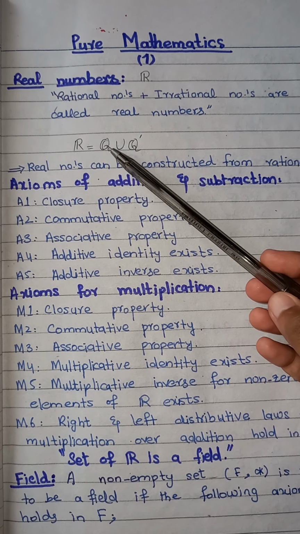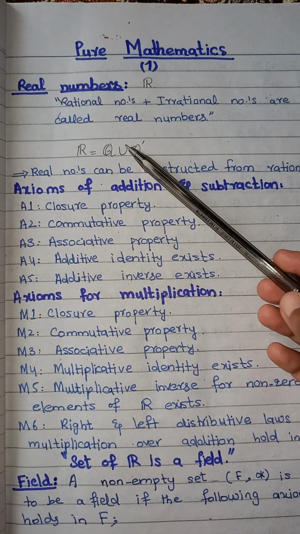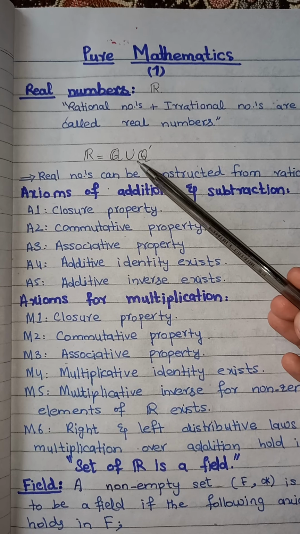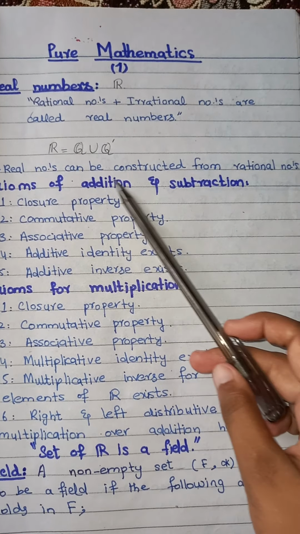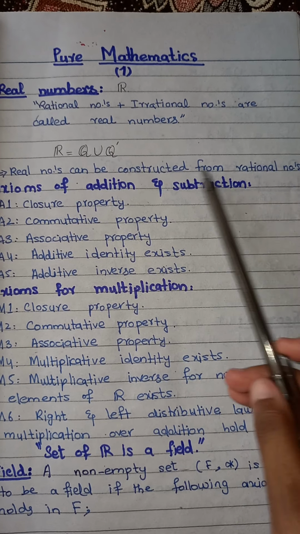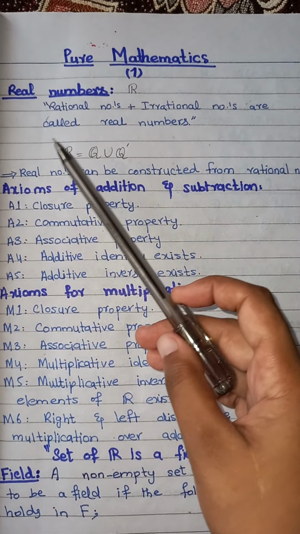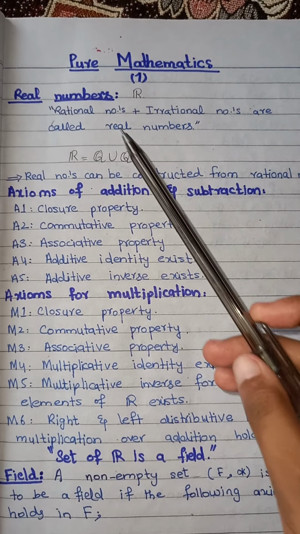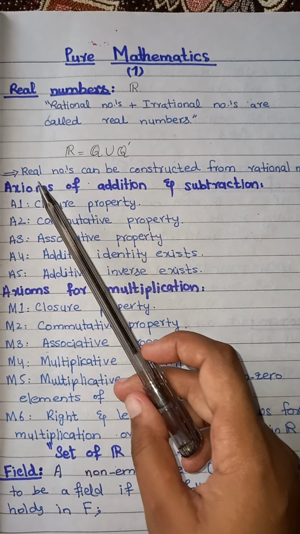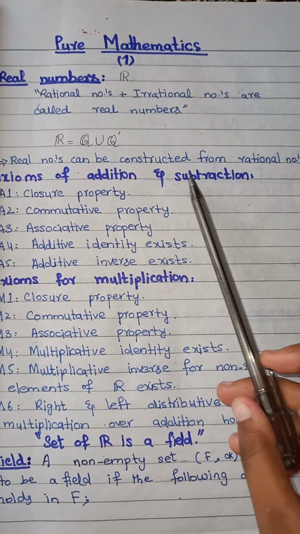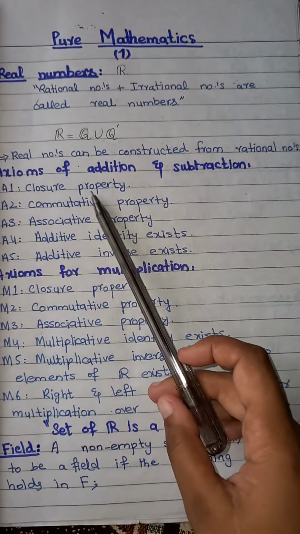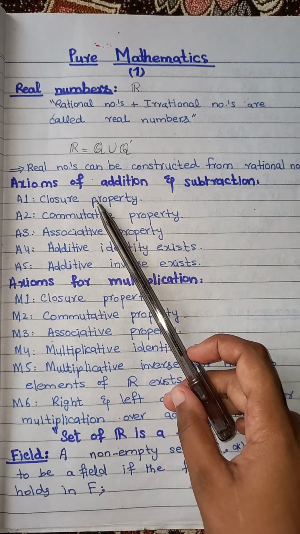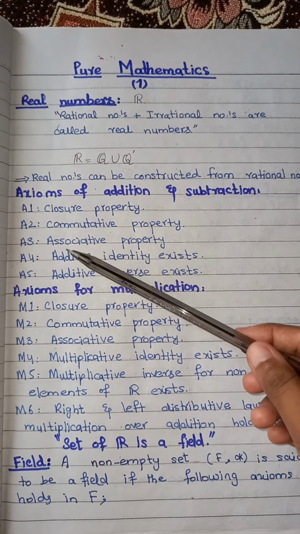So real numbers we can write as Q union Q dash, meaning a combination of rational and irrational numbers. Real numbers can be constructed from rational numbers, and we can prove this, but the scope of that is beyond our approach. That's why I'm just writing here that real numbers can be constructed from rational numbers. Now there are some axioms that real numbers satisfy.